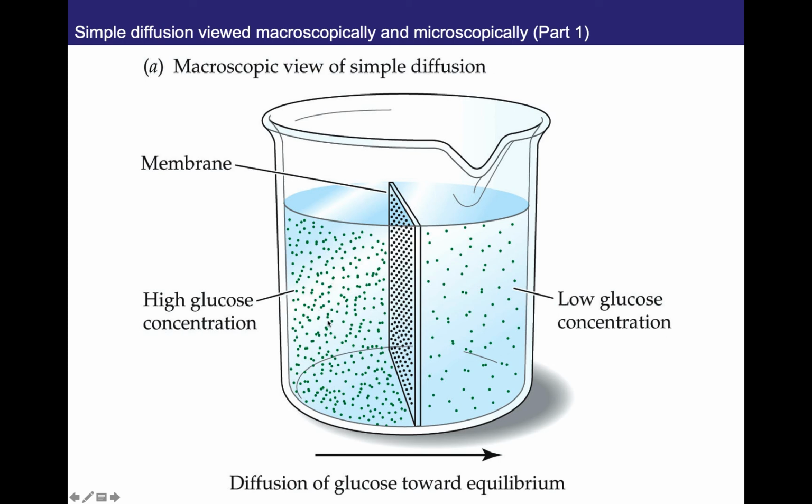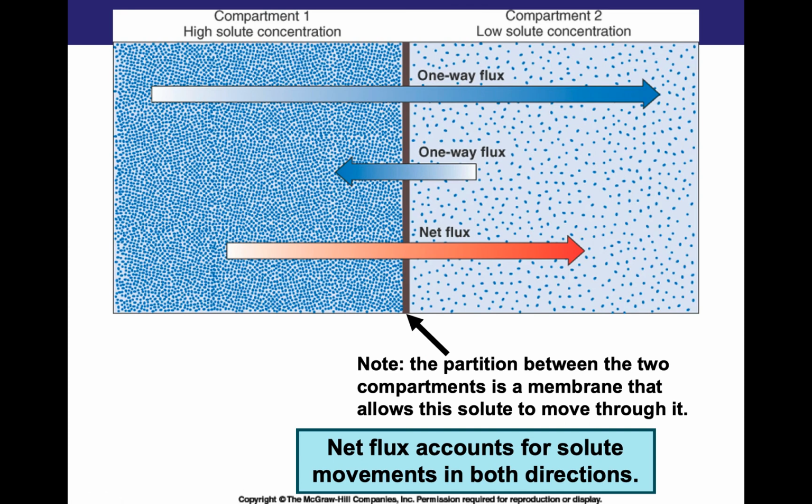I get this question a lot. Are there molecules moving in both directions? And the answer is yes, right? You do have a one-way flux going from high concentration to low concentration, and a one-way flux going from low to high. So there are molecules moving in both directions, but the net flux will always be from high concentration to low concentration.